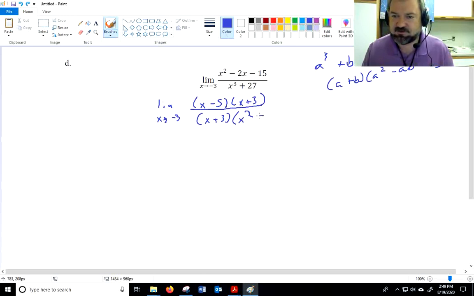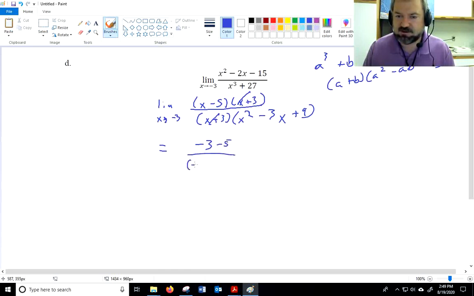I forgot to change the sign. So minus 3x, and then square that last number, plus 9. All right, these reduce to 1. I'm going to go ahead and plug in if you don't mind. So it's negative 3 minus 5 over a negative 3 squared minus 3 times a negative 3 plus 9. So that's a negative 8 over 9 plus 9 plus 9, which is a negative 8 over 27.